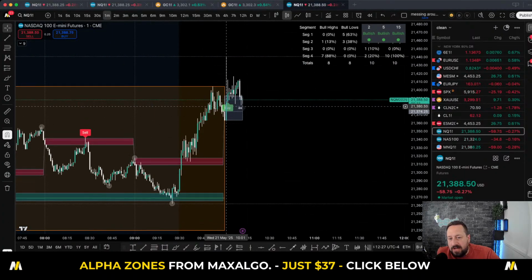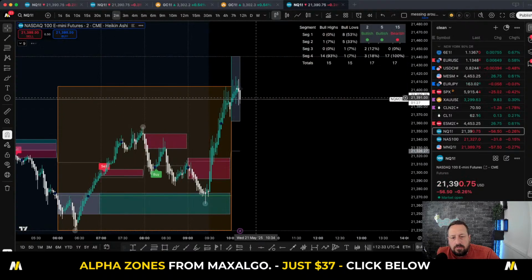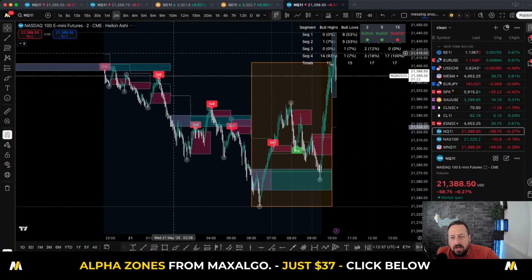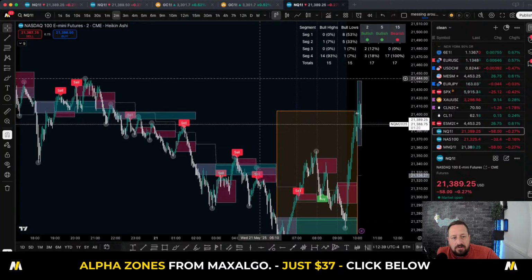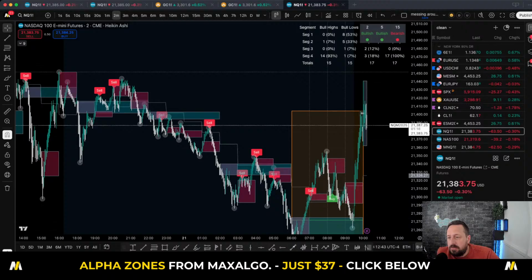So current 4 hour, we are, right, just starting off. We had quite a big run up. We've just taken out all of the highs. Did we take out the current daily high? No, we didn't. Let's put the daily on.